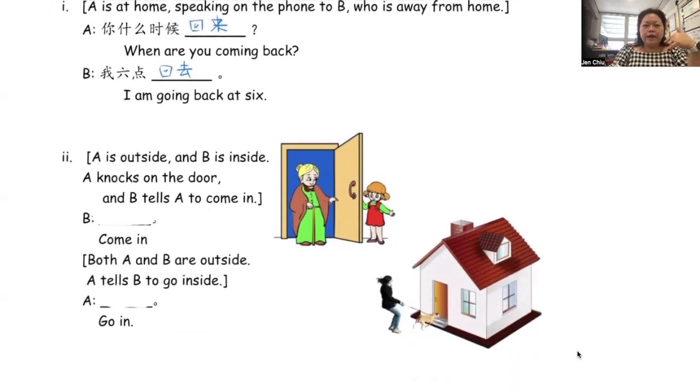In picture number 2, A is outside, B is inside. So B tells A to come in. She would say 进来, come inside, right? Now in this case, both of them are outside, so they're both going in. So you will say 进去, go in. Okay. All right.